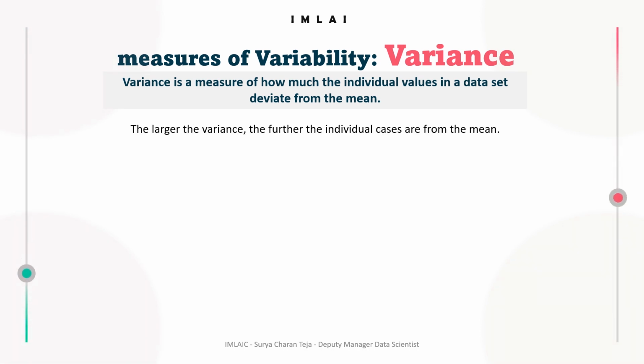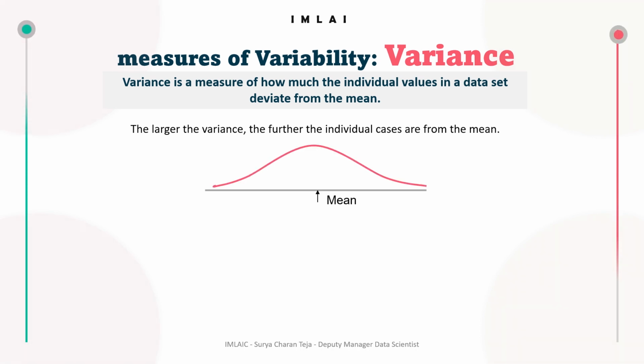Now let's see an example. The larger the variance, the further the individual cases are from the mean. Let's take this example. If you see the mean at the center, as the variance is larger, the shape is bigger. Now if you look at the individual cases, they're far away from the mean. You see that the larger the variance, the further the individual cases are from the mean.